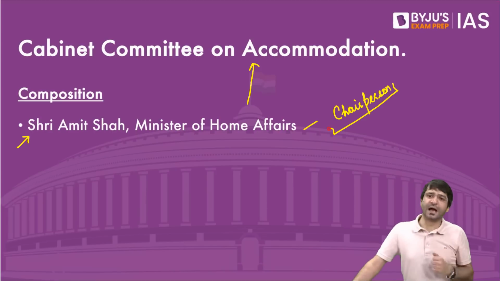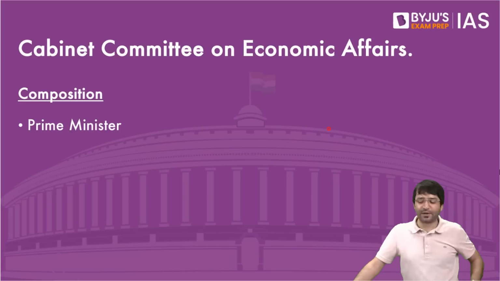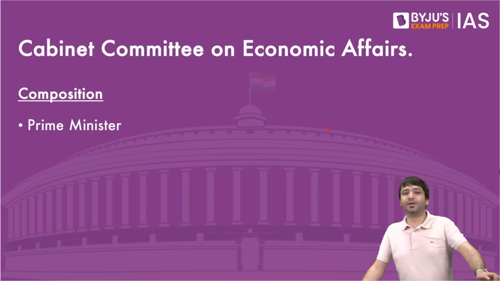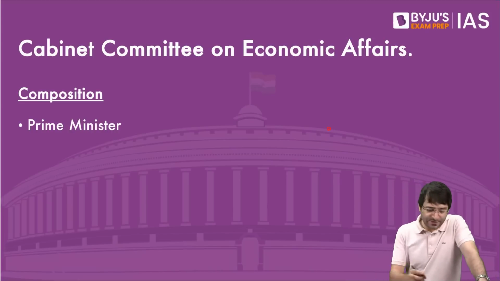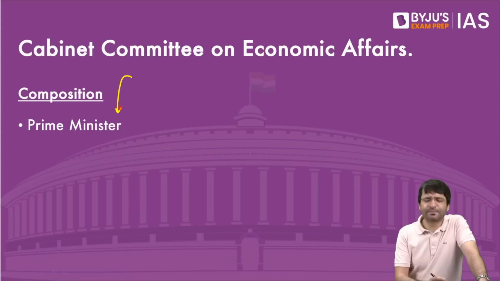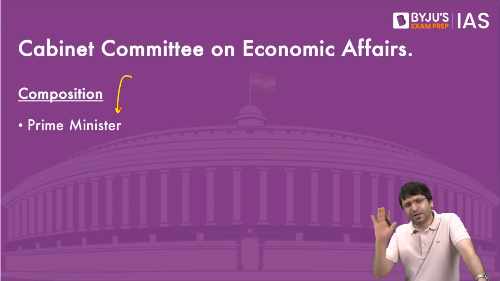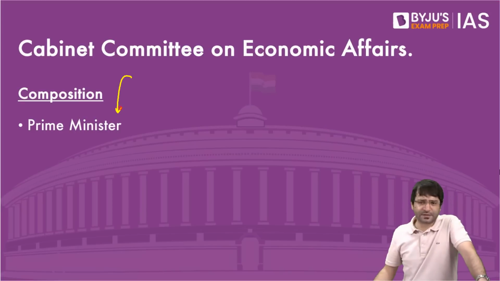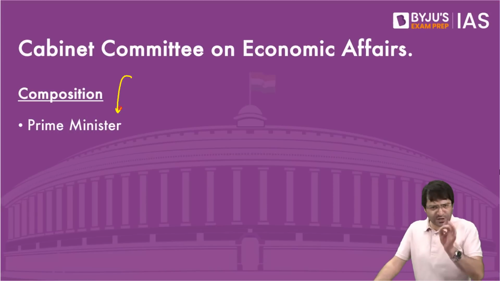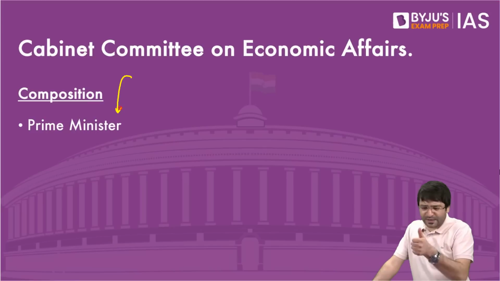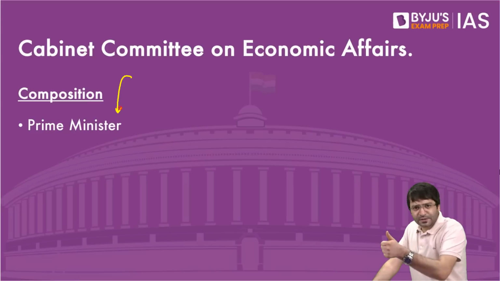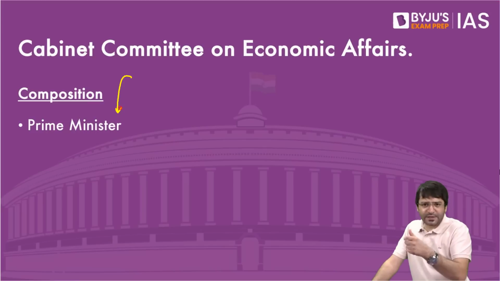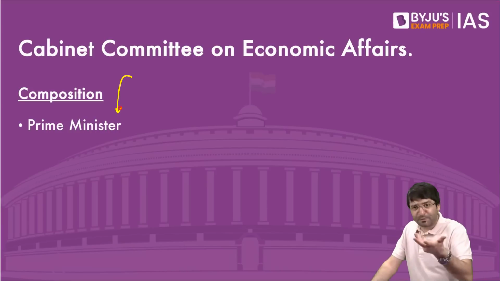And then we have the Appointments Committee of the Cabinet. Then we have the Cabinet Committee on Economic Affairs, which is headed by the Prime Minister. And there are various members of the Cabinet Committee on Economic Affairs. But you don't have to remember the names of these members. Just focus on what this committee is. Who is the chairperson? Prime Minister, which means the Prime Minister is a member of this committee. Who are the other members? Not important.